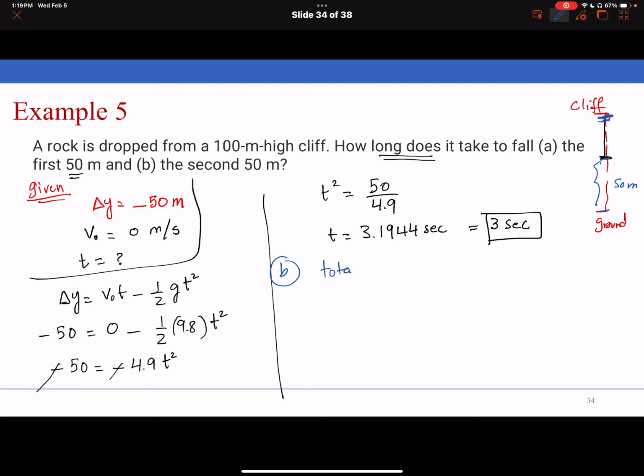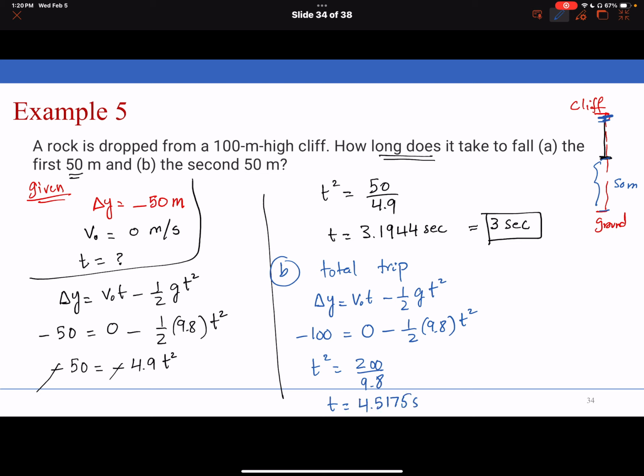So for the total trip, delta y is v initial t minus 1/2 g t squared. Delta y for the total trip is 100. This term is 0 because 0 times anything is 0. And then I have 9.8 times t squared. So once again, t squared is equal to 200 over 9.8. So that gives us a total of 4.5175 seconds.